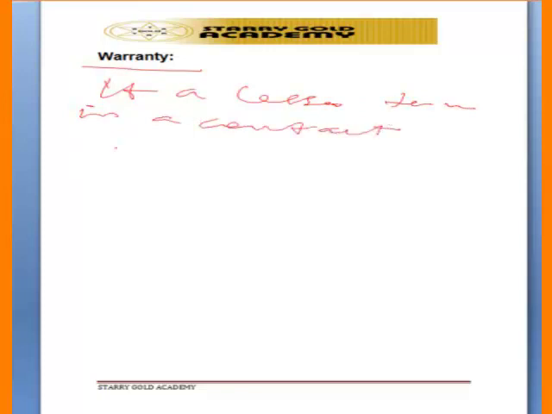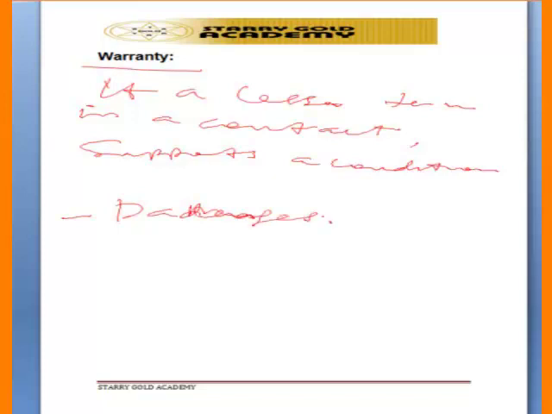Now let us look at warranty. Warranty is a lesser term in a contract. So a warranty only supports a condition, and the breach of it will allow an innocent party to sue for damages only. So for damages only, for disappointing the aggrieved party.